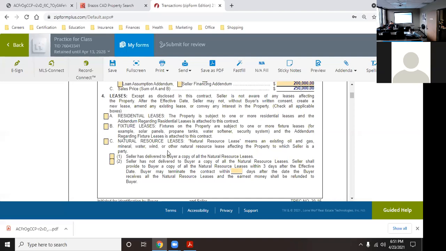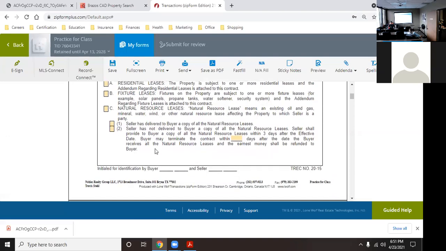If you are not the one getting the natural resource, but you have a natural resource lease, meaning oil and gas, mineral, water, wind, or other natural resource lease affecting the property to which seller is a party, then you are a party of a natural resource lease. You would have to either deliver a copy of the natural resource lease, or if they have not, you would check and then put how many days they have to give it to you, basically.